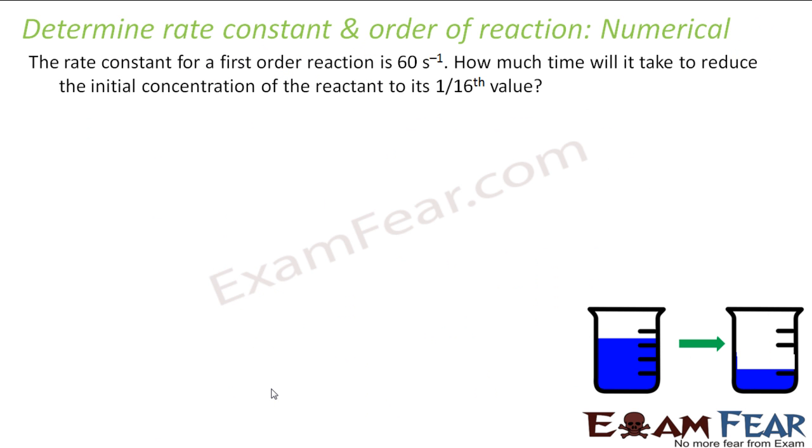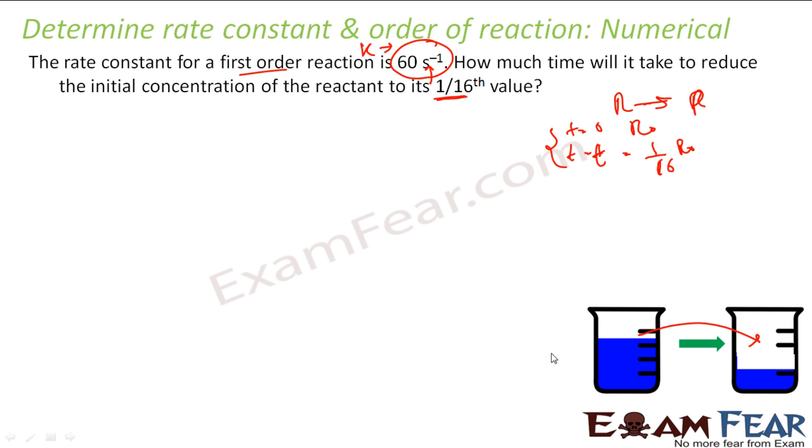The rate constant of a first order reaction is given. Even if it is not mentioned as a first order reaction, we can make out from the unit of the rate constant, that is K. How much time will it take to reduce the initial concentration to its 1/16th? That means I have some reactant going to product. At T equal to 0, it was R naught. At T equal to some time, it becomes 1/16 R naught. I have to find the time T when it becomes 1/16th. This is R naught, this is R naught by 16.